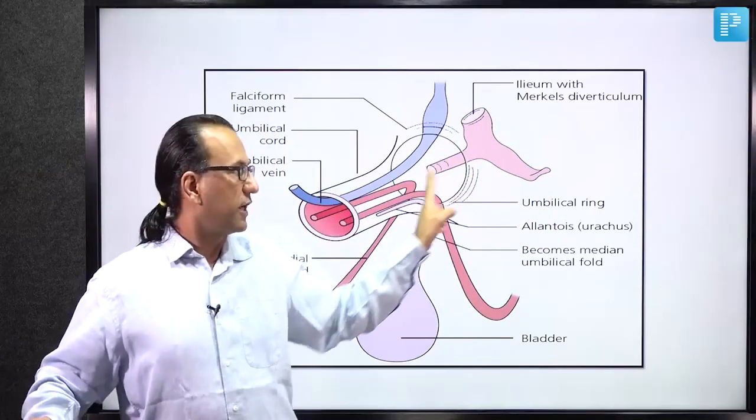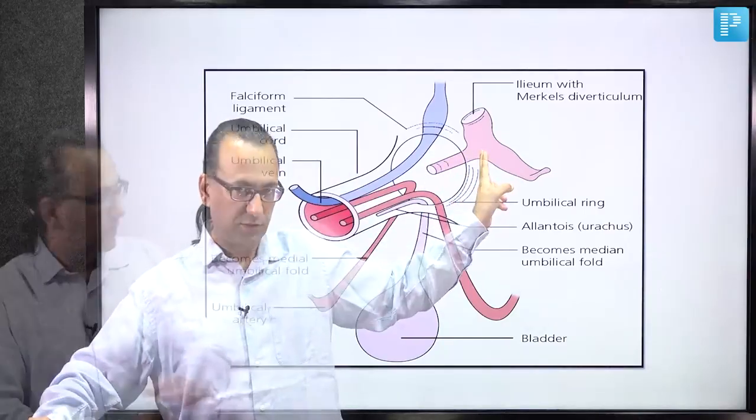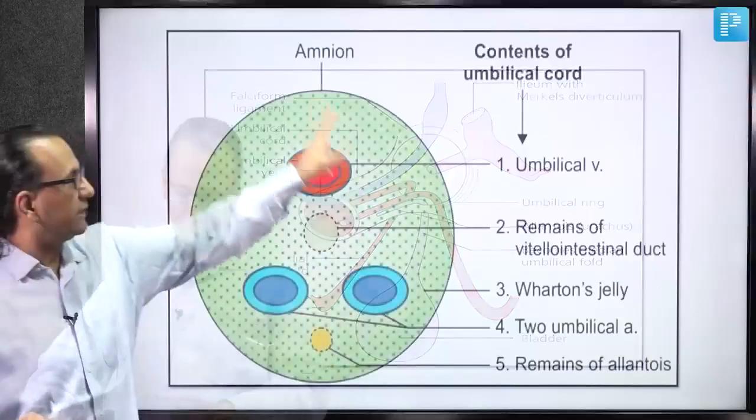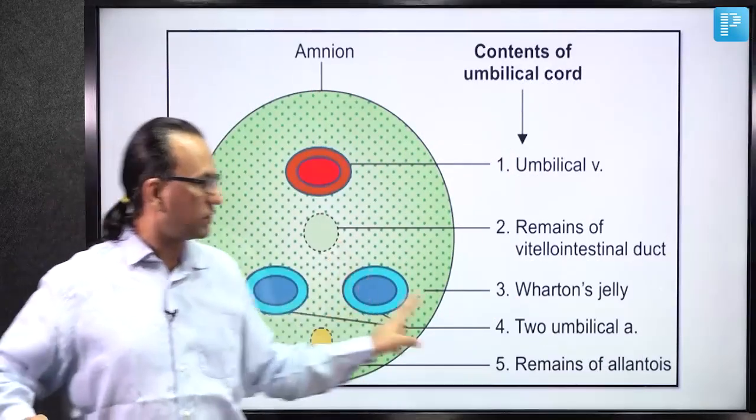Normally, the vitelline intestinal duct must be obliterated. If it is not obliterated, then it can form Meckel's anomalies. Let us now take a transverse section of the umbilical cord. And you see it is covered by the amnion here. Inside is a jelly which is called Wharton's jelly.